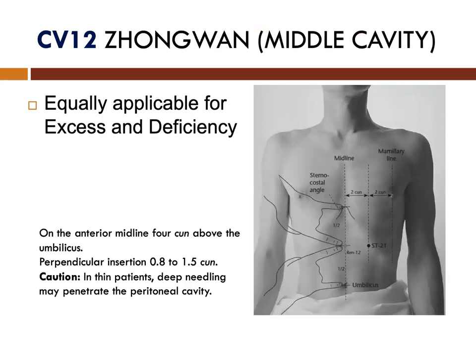Next point is CV12. This is the front midpoint of the stomach. It's equally applicable for excess and deficiency.